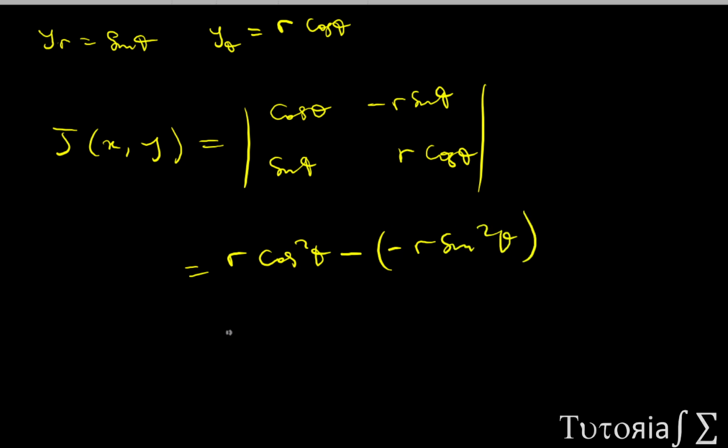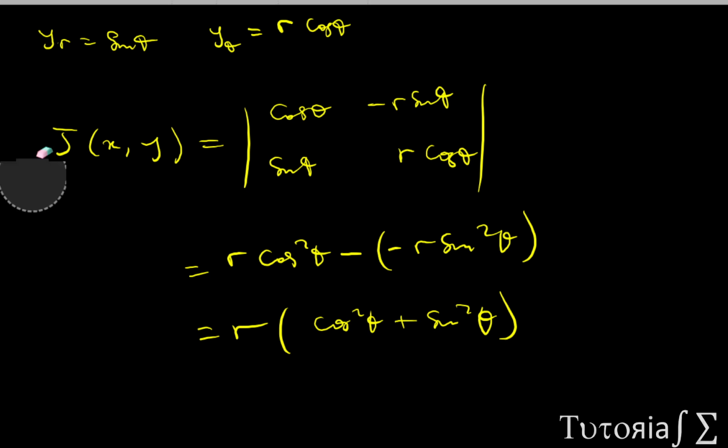Then we factor out r. So this is r factored out. Then we have cos squared theta, and this and this will give us plus sine squared theta. So basically, we know that. Let me just put that.